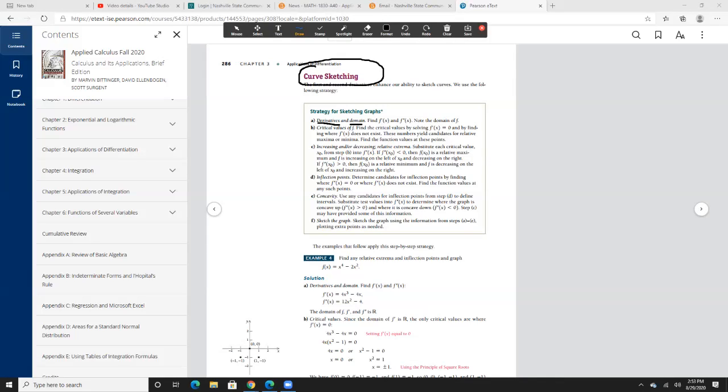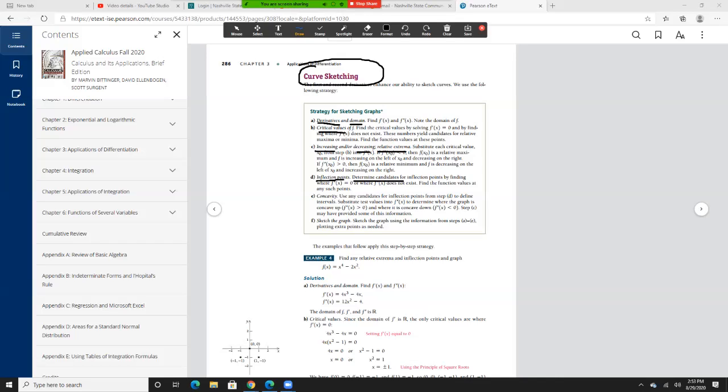Once you look at your derivatives, you need to find your critical values. And you can use the first derivative test to determine whether or not the function is increasing or decreasing. That will also tell you whether or not you have relative maximum or relative minimum values. You can find possible inflection points, and I will underline this, determine candidates for inflection points.